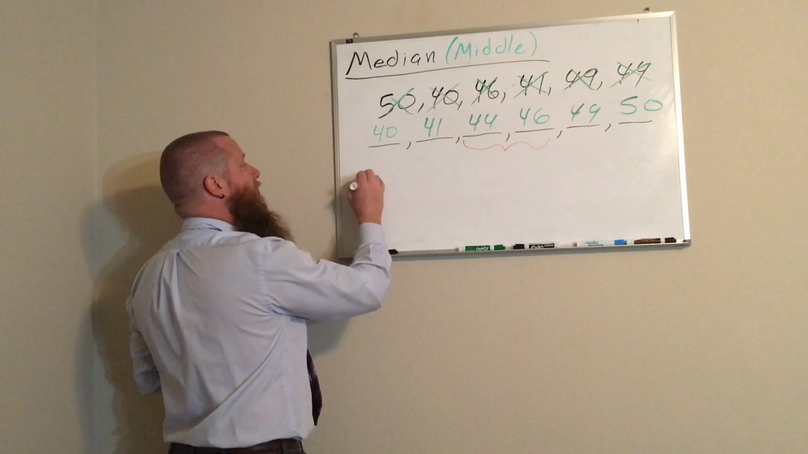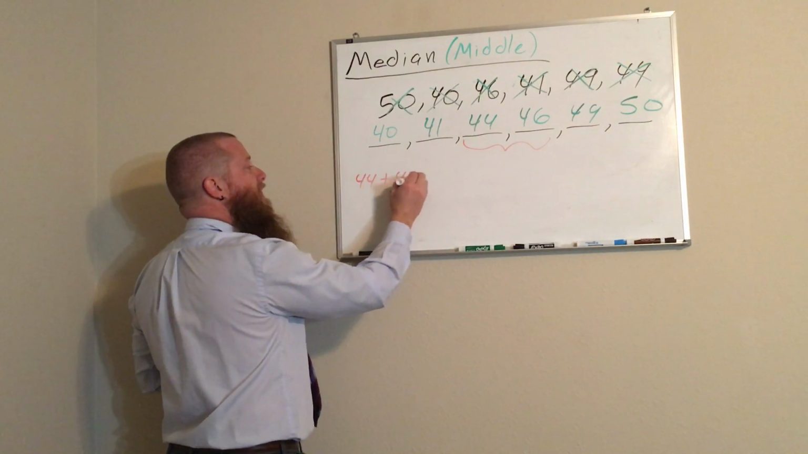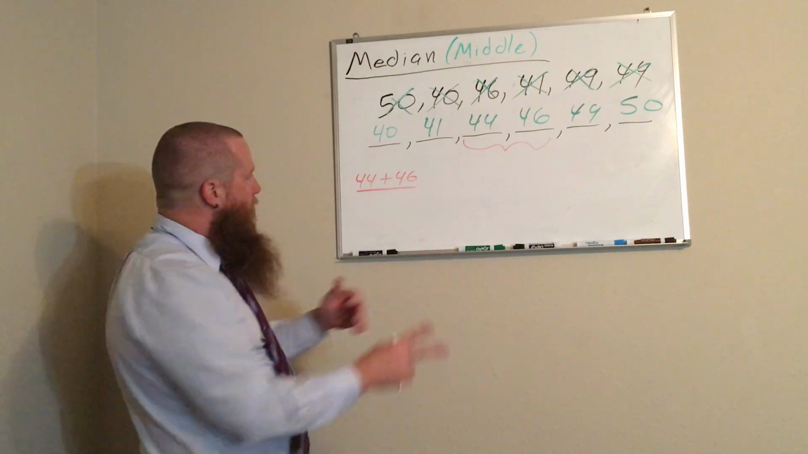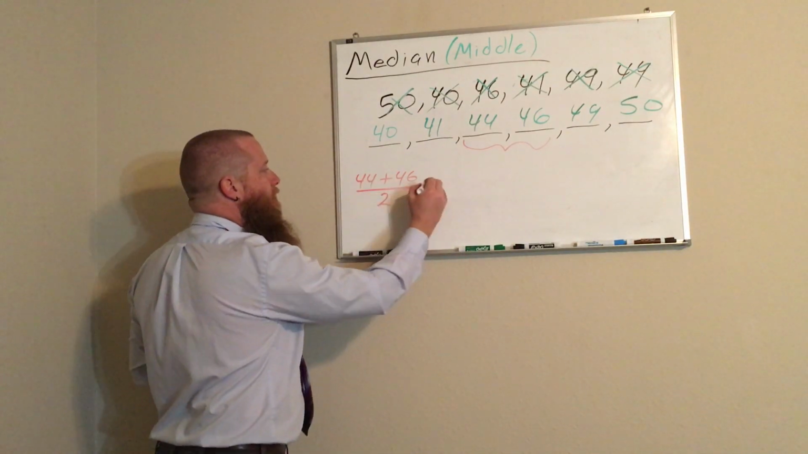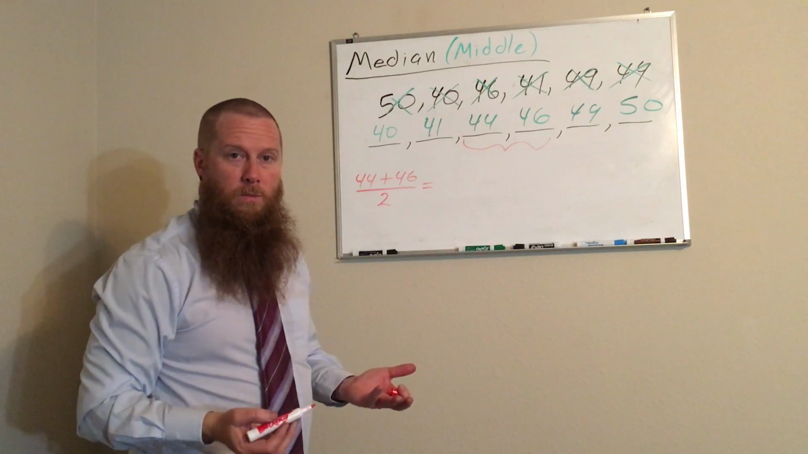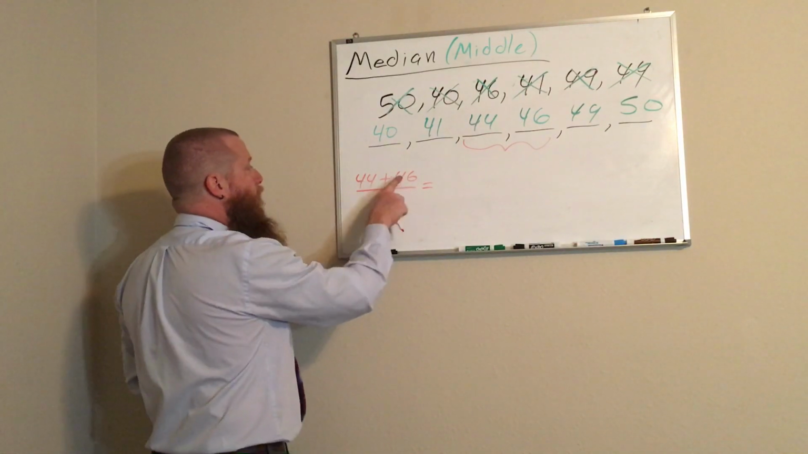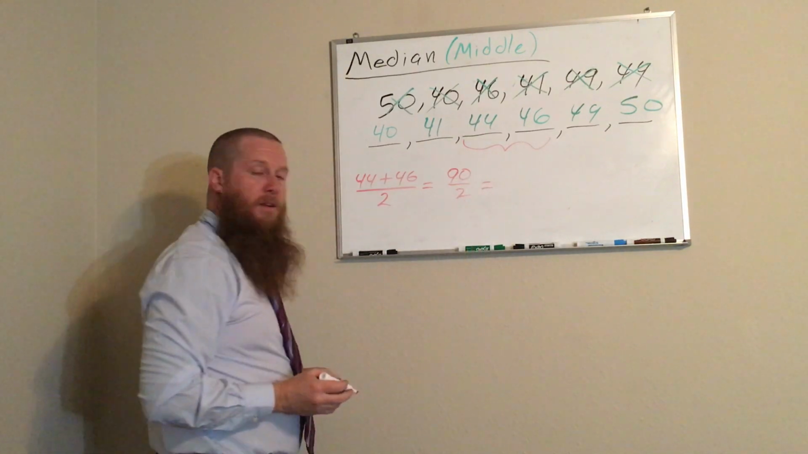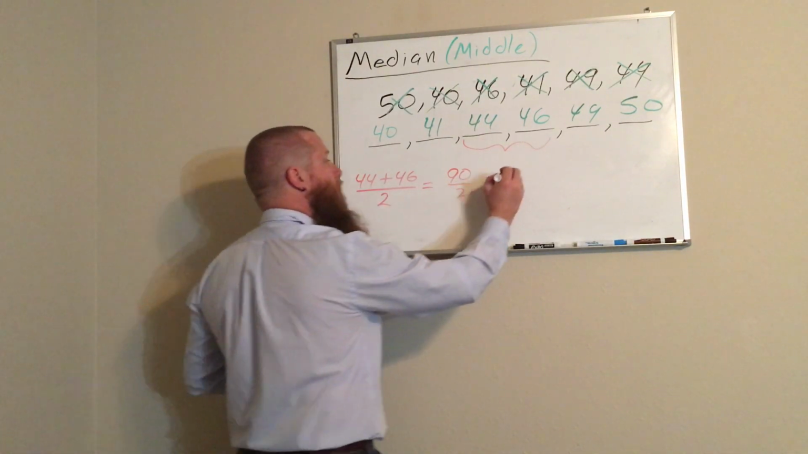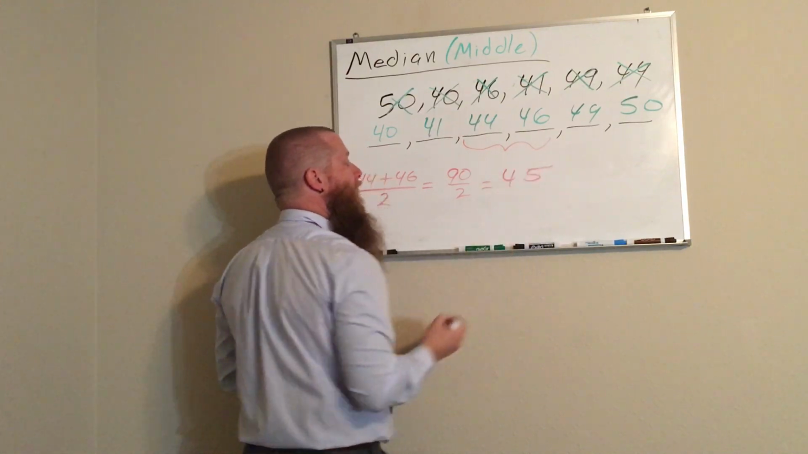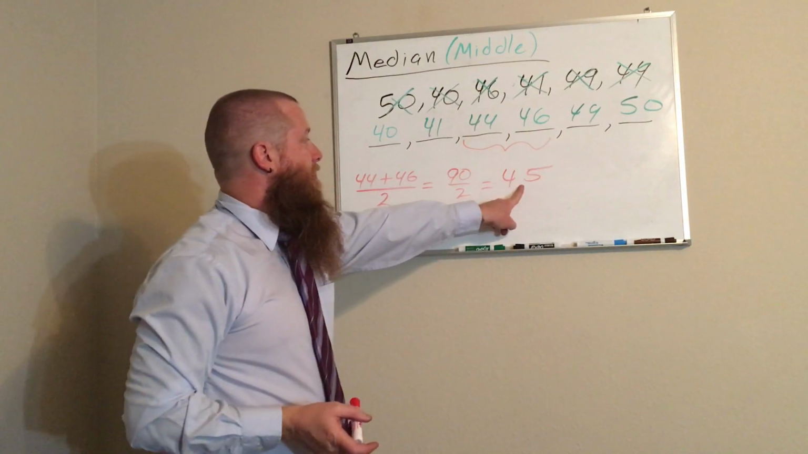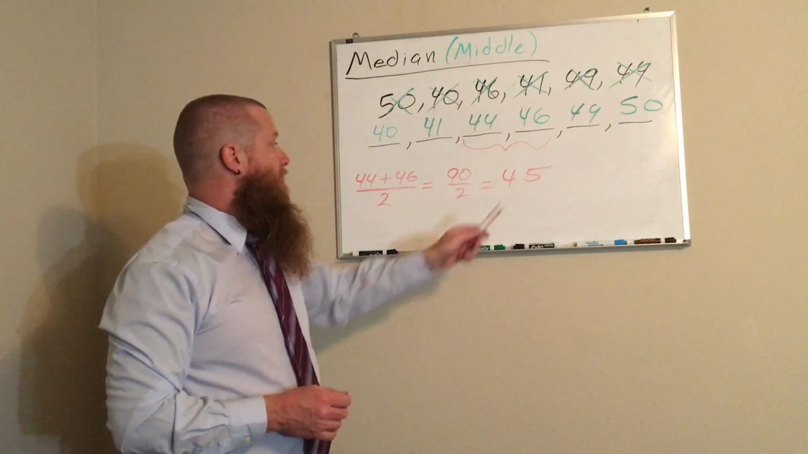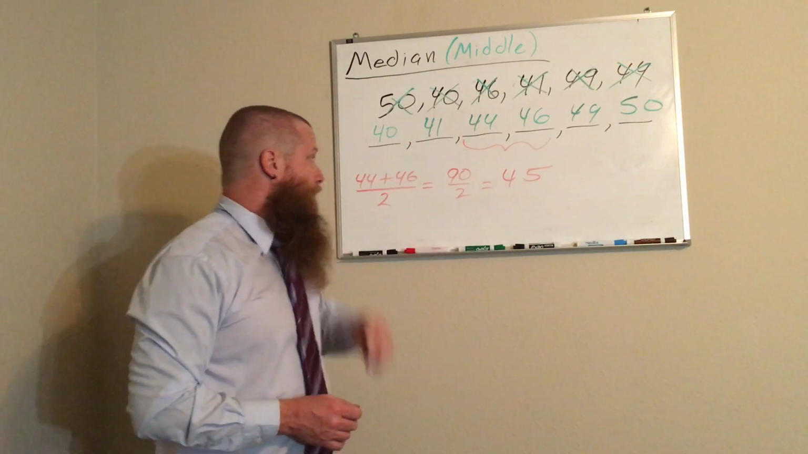Let's just add 44 plus 46, and let's divide this by the number of numbers. There's just 2 numbers. So we'll divide by 2. 44 plus 46 is 90. And 90 divided by 2 is 45. So there it is. The median or middle number for this series of terms is 45.